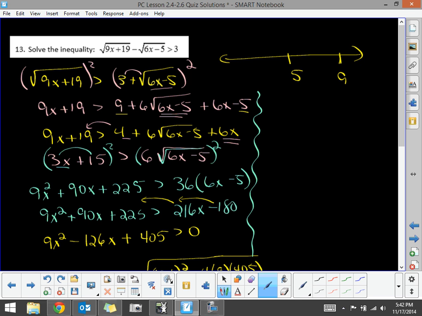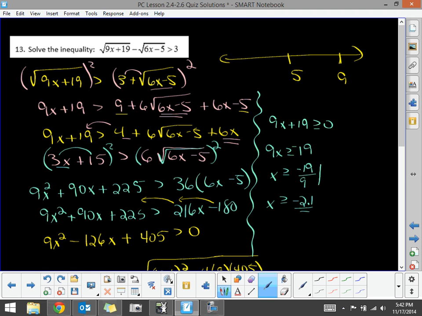So what I want to make sure is that 9x plus 19 is greater than or equal to 0, which makes 9x greater than or equal to negative 19, which means x has to be greater than or equal to negative 19 ninths. That is, x has to be greater than or equal to, in decimal, about negative 2.1 approximately.